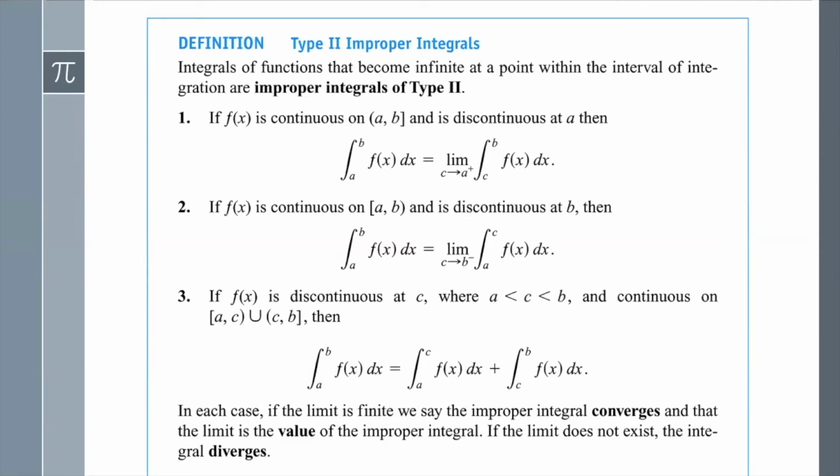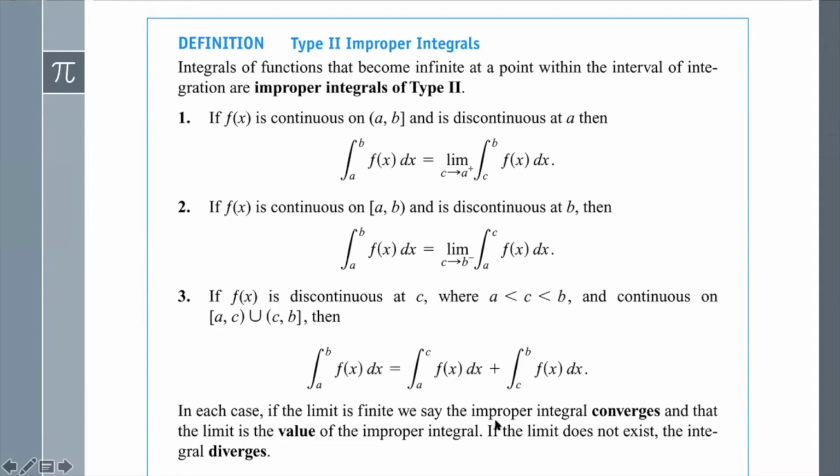Total alphabet soup here. I know it's terrible. The first time we do an example like that second kind, I'll draw a little picture. When you draw the picture, it really makes a lot of sense. And the last type is where f of x is discontinuous at an interior point of the interval. And what you have to do then is take that integral from a to b, break it into the integral from a to c, plus the integral from c to b. And then the integral from a to c is going to be like the second type here. The integral from c to b is going to be like the first type.